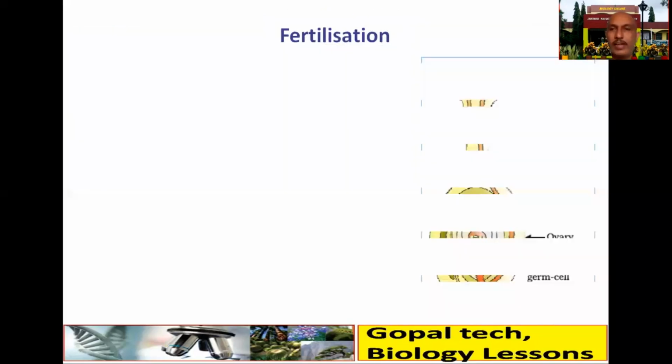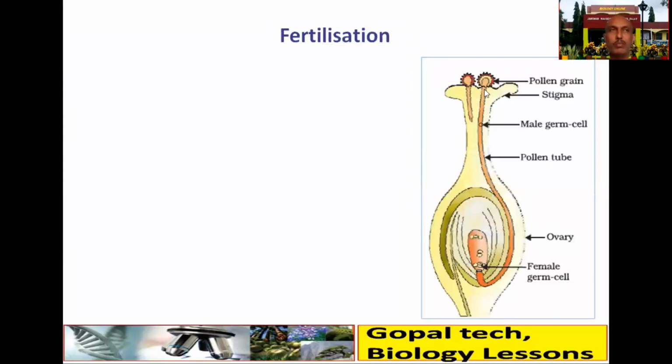Okay, now fertilization, you can draw this diagram, very important. It is given in your textbook. Pollen grain lands on the stigma, the pollen grain germinates, and carries the two male germ cells by the pollen tube. The pollen tube passes through the style and reaches the ovary, where the ovule is present. Inside the ovule, this is the embryo sac. The embryo sac contains the female germ cell and two polar nuclei.